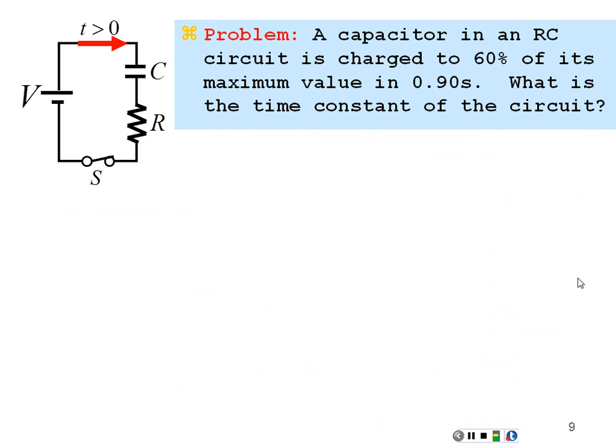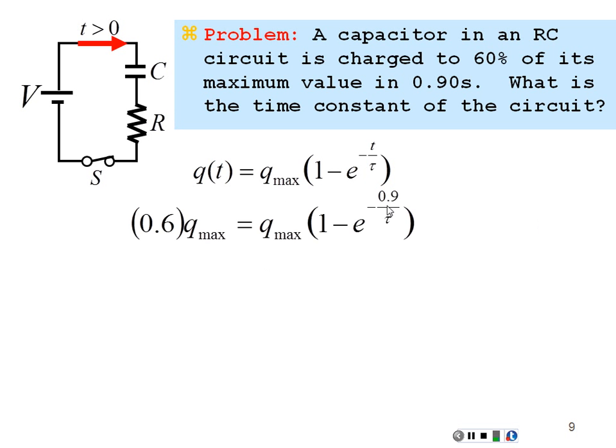Let's try a different problem. A capacitor in an RC circuit is charged to 60% of its maximum value in 0.9 seconds. What is the time constant of this circuit? Well, we know our charge is an exponential type equation. Our charge for all time is our maximum charge, times 1 minus e to the negative t over tau. So if after 0.9 seconds we've reached 60% of our maximum value, I can substitute that in for my charge at t equal to 0.9 seconds.